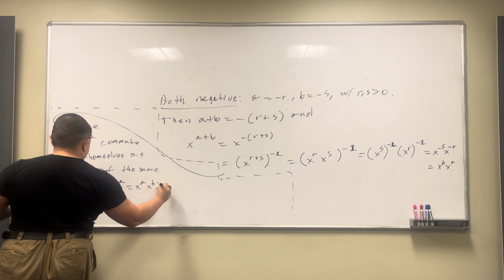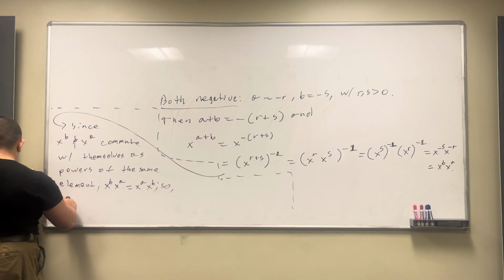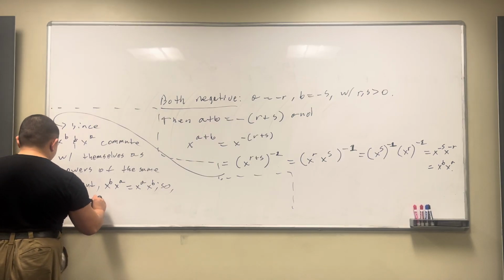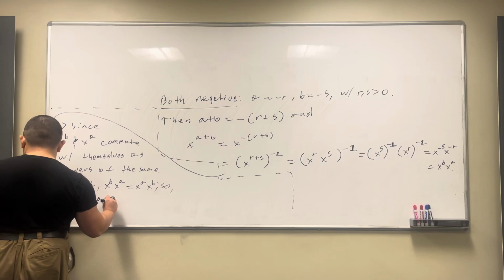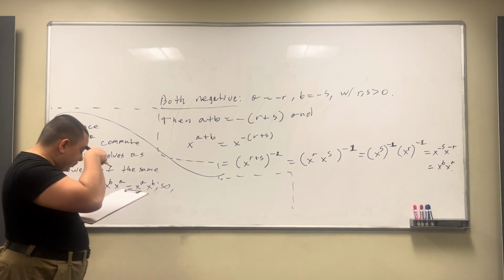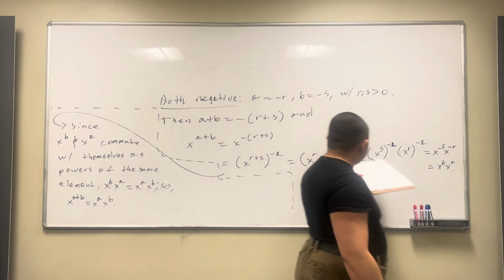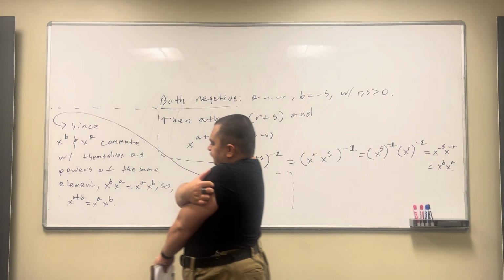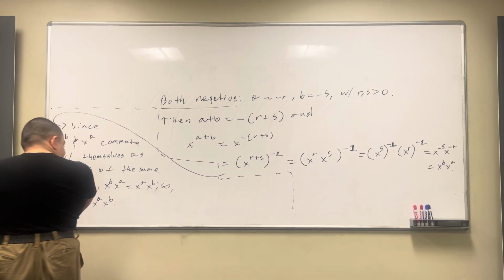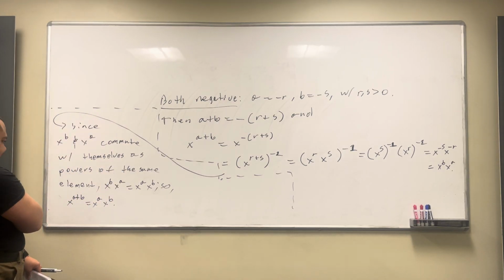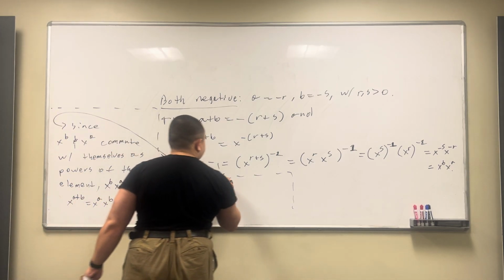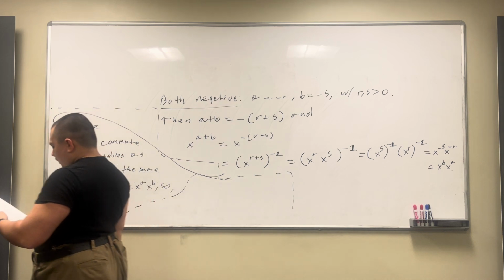So x to the power of a plus b would then be equal to x to the power of a times x to the power of b. Which feels like we're missing a step, but we've gone through and we've shown this explicitly. So yeah, we have that commutativity to our advantage.